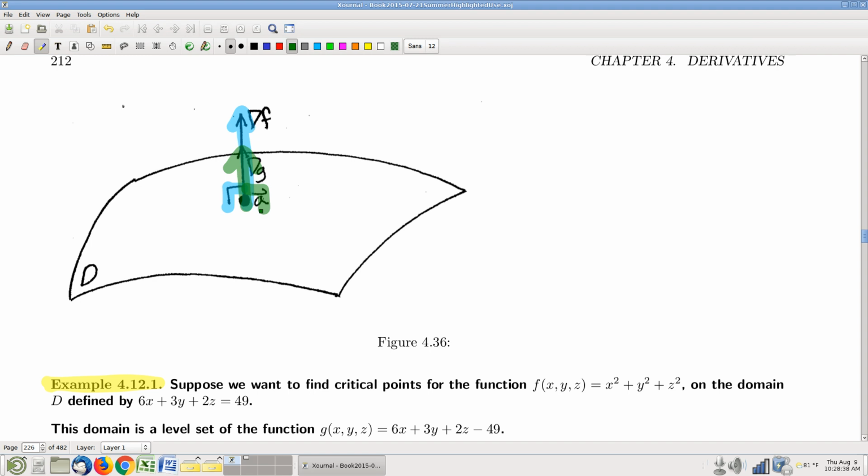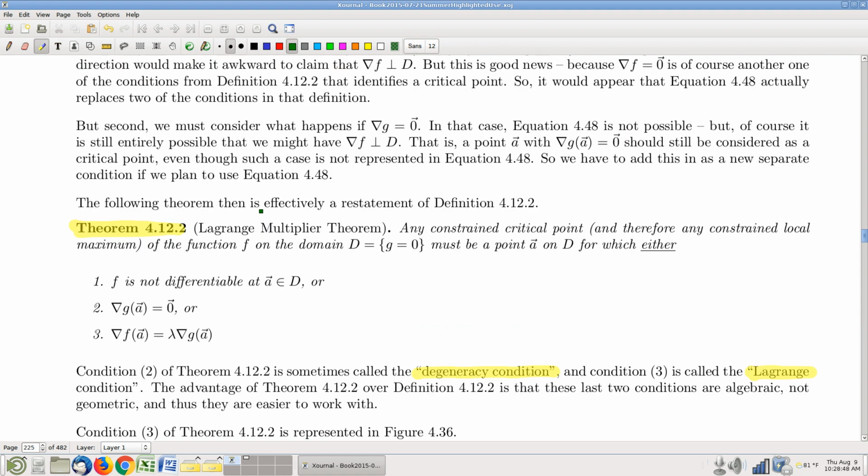Everybody see that? It's a different way of saying approximately the same thing, but something that I can write down algebraically. And so there you go. Instead of saying gradient of f perpendicular to the surface, we're going to say gradient of f a multiple of, parallel to, the constraint gradient.